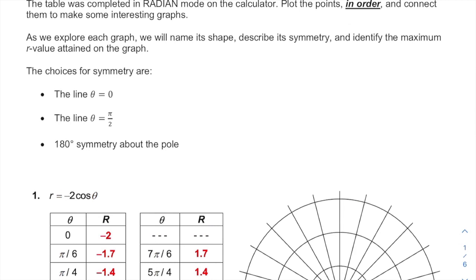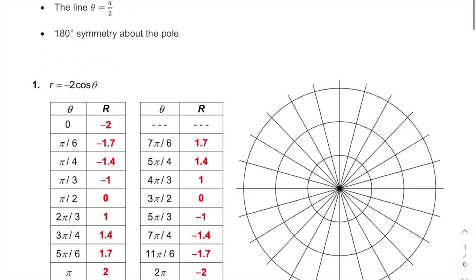The line theta equals 0, which is essentially the horizontal x-axis. The line theta equals pi over 2, which is the vertical y-axis. And then 180-degree rotational symmetry around the pole. And the pole is the origin. That is the central (0, 0) dot. So let's go ahead and get started.